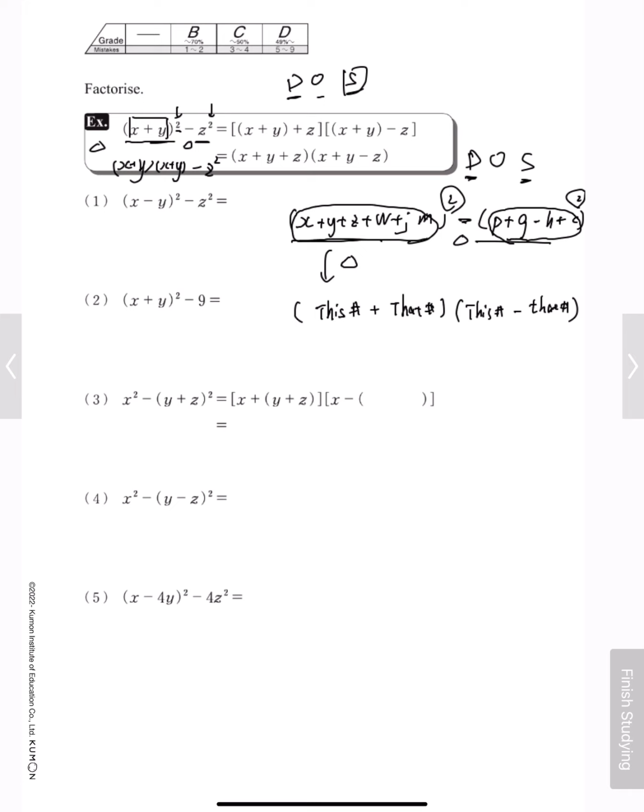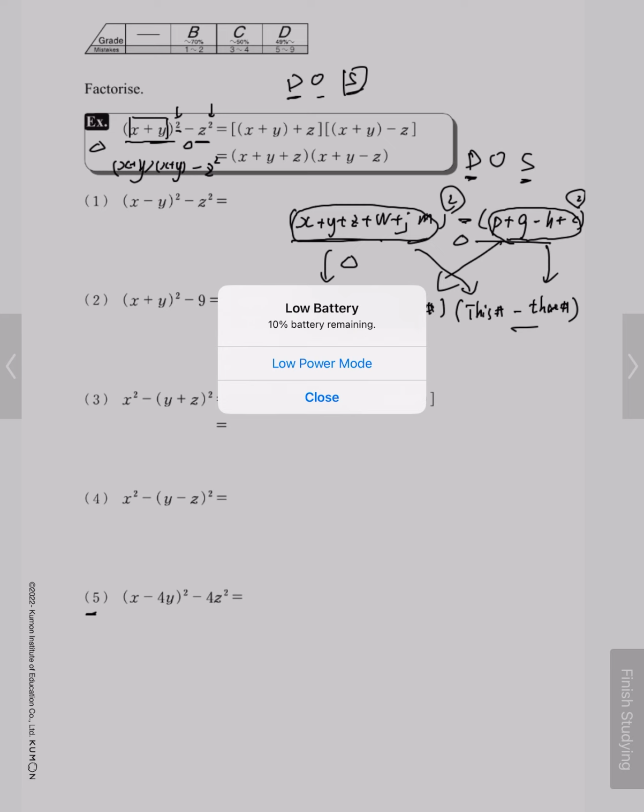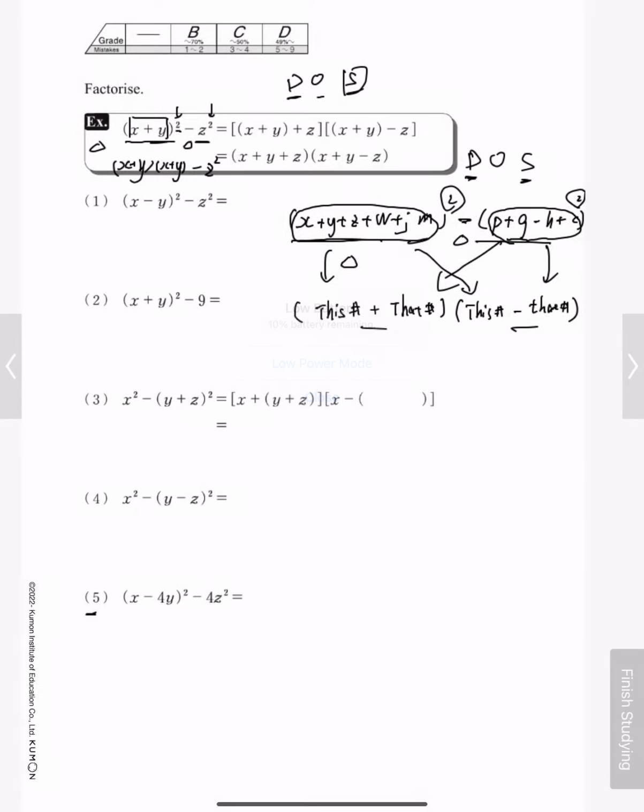This number, that number, this number, that number, right? Same formula. So with that being said, let's try one of them. Let's try question number 5. Oh, I mean low power. It's okay. We have time.